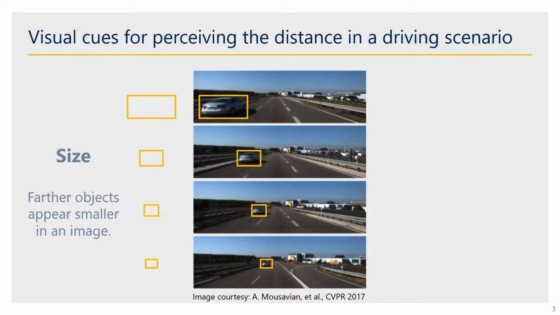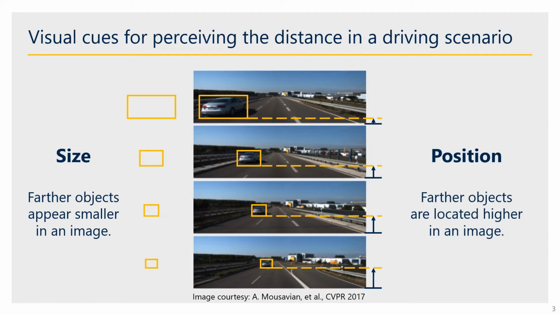First, size. Farther objects appear smaller in the image. Second, position. Farther objects are located higher in the image, if we assume that we have a typical viewing angle and objects are on the ground. These two cues are widely used in designing networks for monocular 3D perception tasks. However, they are not the whole story.